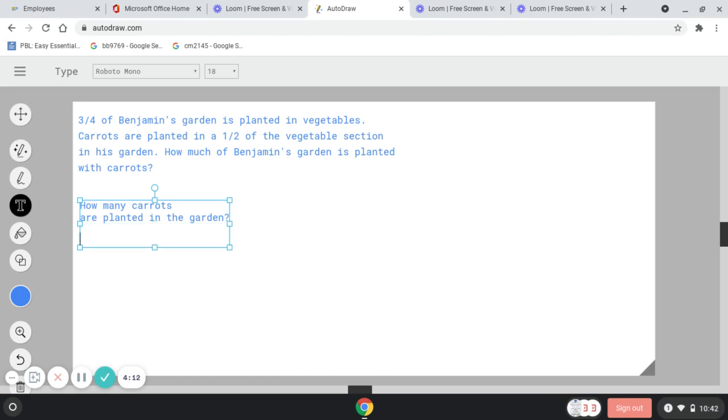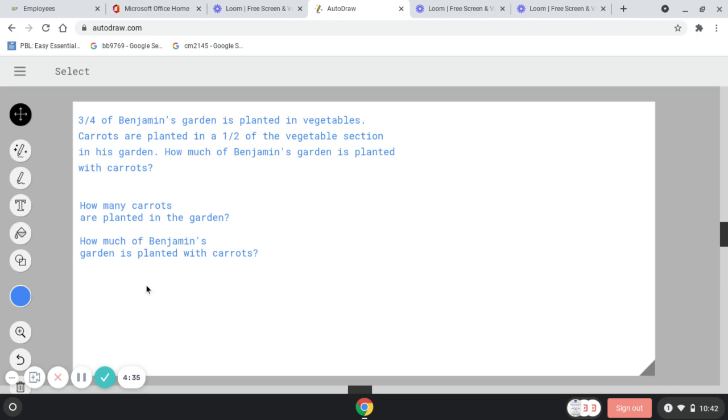Another mathematical question that came up was how much of Benjamin's garden is planted with carrots? Okay, so those are two really good mathematical questions that came up after we read the problem 3 times.